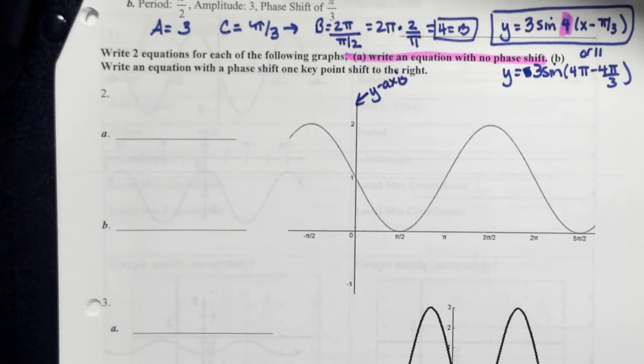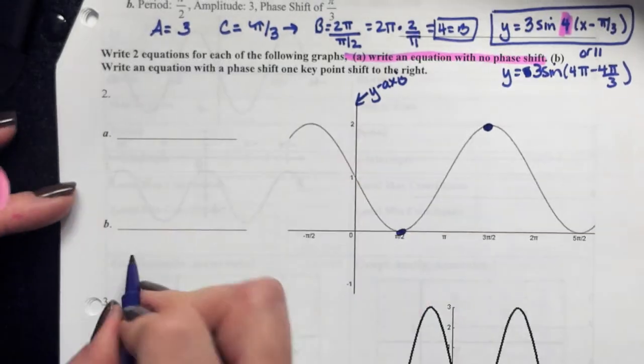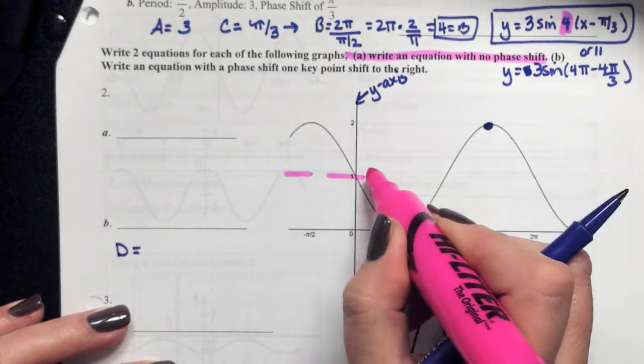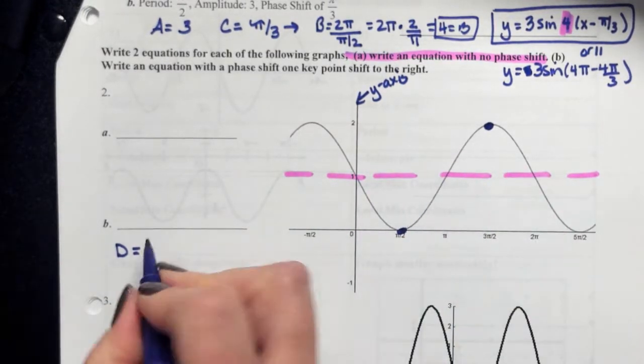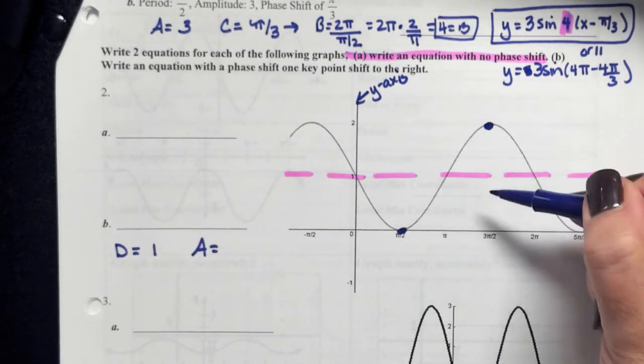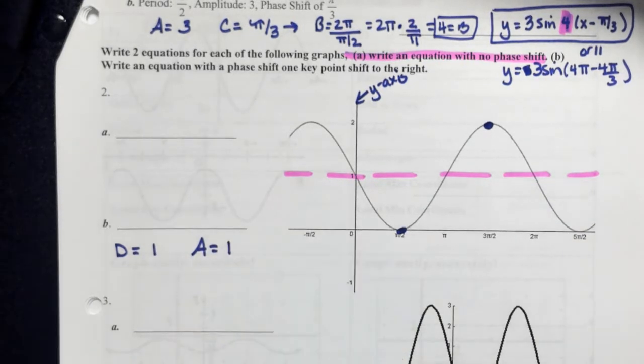So now, first of all, let's identify the d value. Well, your maximum is 2. Your minimum is 0. Remember, d has to be halfway between the max and the min. So where is the baseline going to be for this graph? 1. So I know I have a vertical shift of 1. So now, once I know my vertical shift, identify your amplitude. How many units above or below the baseline are those max and min points? It's a distance of what? 1. So I know a is 1. Any questions on how I found the a or found the d?